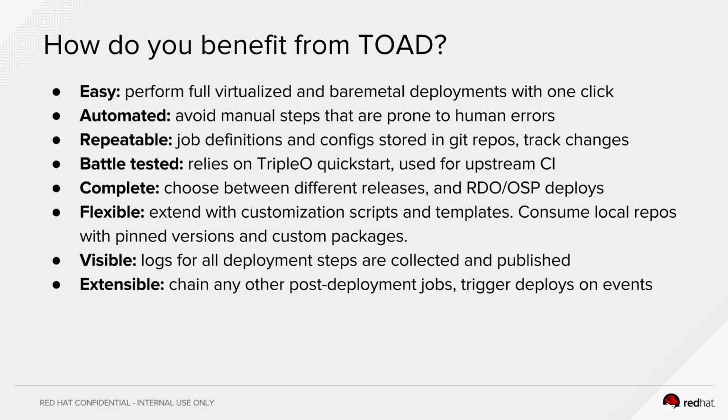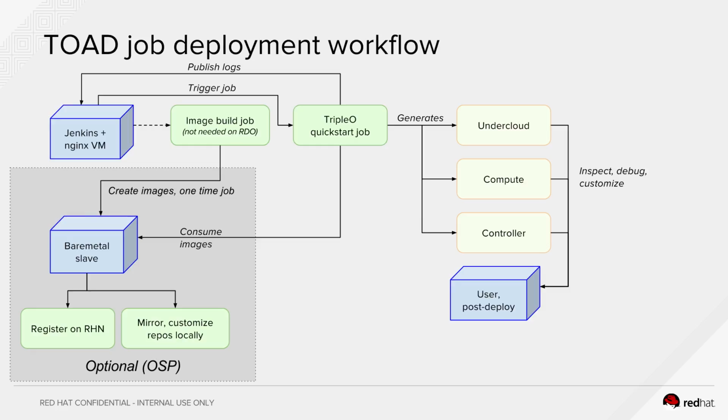And the whole thing is really quite extensible. You can chain other post-deployment jobs, you can trigger deployments on events. These are really all tools that you get with Jenkins Master, the pipeline system, Jenkins Job Builder, macros, and of course you can use TripleO Quick Start and extend the roles that way.